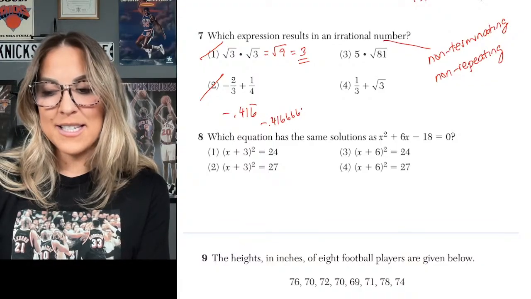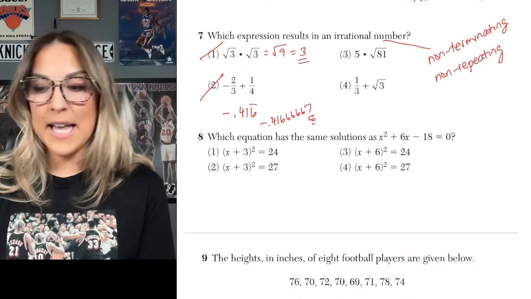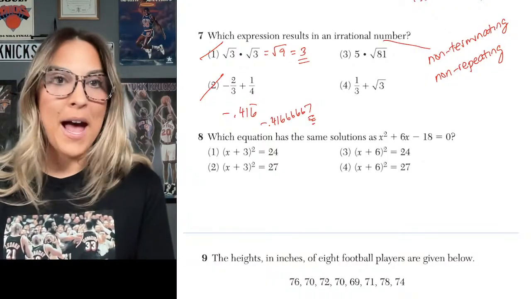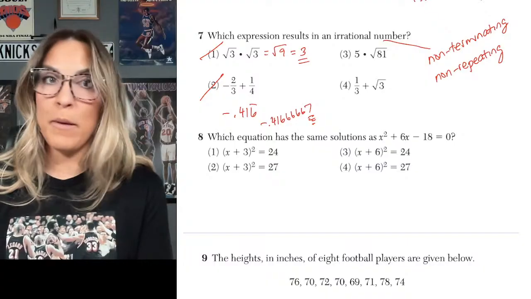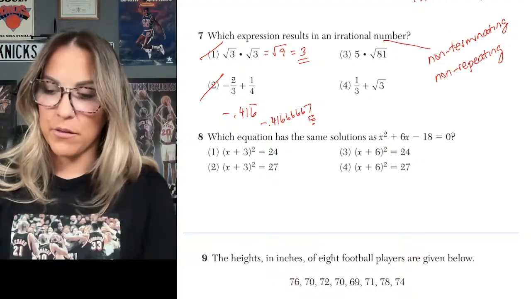One thing to note is that if you put this in your calculator, you may get 0.41 and a bunch of 6s and then a 7 at the end. Don't let that 7 fool you into thinking that it's actually ending or changing the pattern. That's just the calculator running out of room and rounding it. So don't let that fool you. That's still just 0.416 with a bar over it, negative in this case.